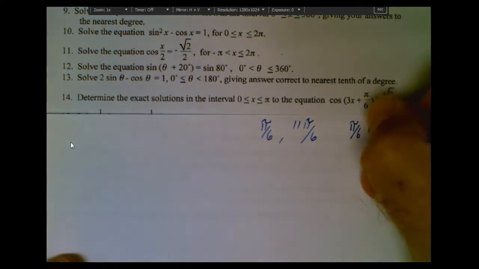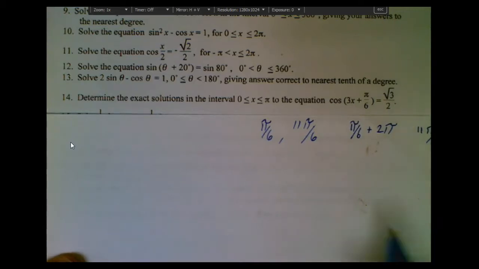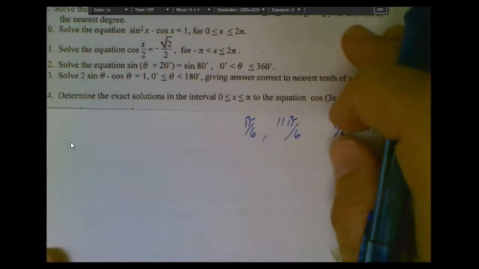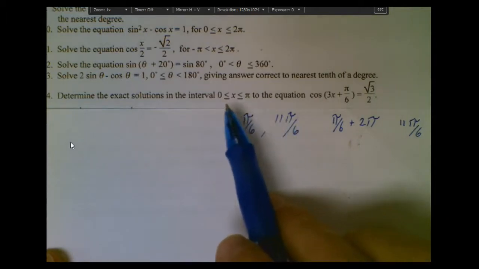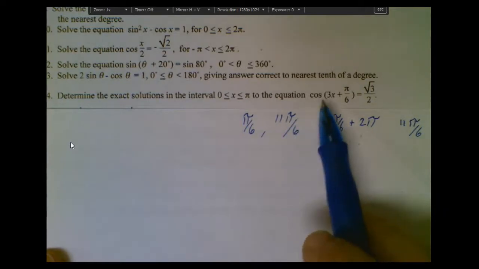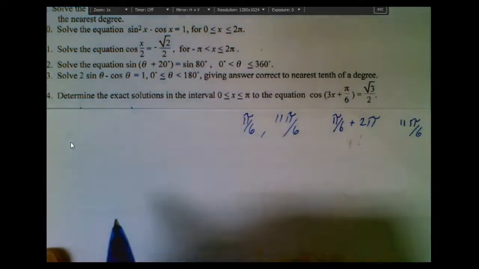Keep in mind, we've got to test a few points until I run out of room. One mistake that people often make on these is stopping too early, and they don't consider all the options that you could get, because they look at this and say, well, I can't use 11 pi over 6 because it's beyond this domain. But again, it's not about what I have right now, it's about what I get after I set this equal to those things and start getting solutions. That's what matters. It's the solutions at the end that matter.